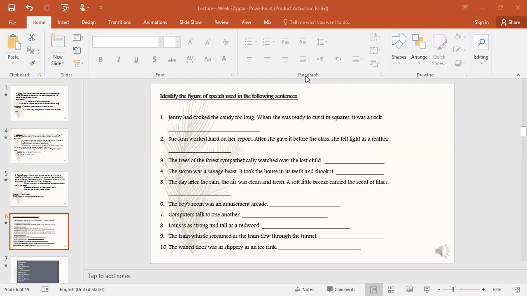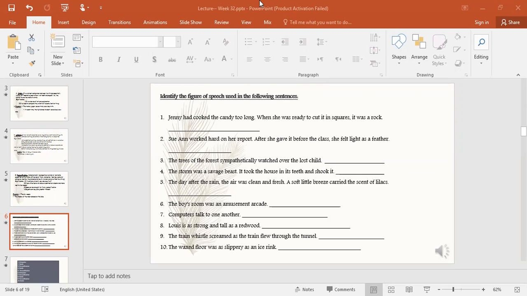Sorry, it's not a simile and it's not a personification. So it's what? A metaphor? A metaphor. It means I'm making an indirect comparison between the boys' room and an amusement arcade. I'm comparing the boys' room to an amusement arcade, but without using any comparison tool. Number 7.